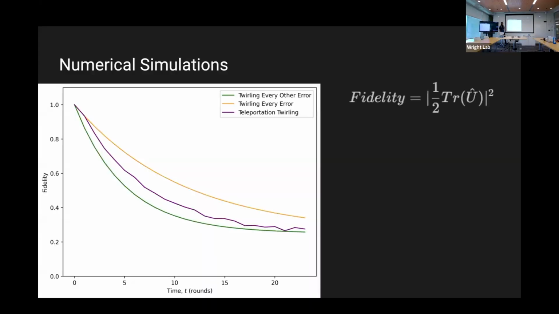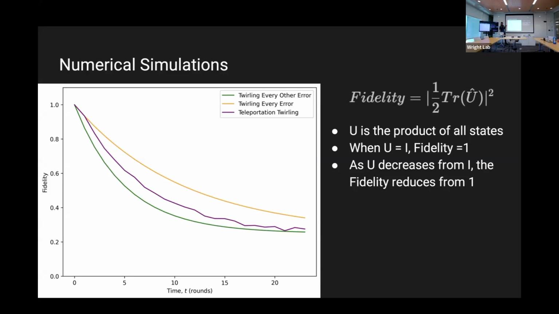And so with that, I did some numerical simulations and I used another math concept called fidelity, where U is the product of all the gates you apply to a qubit. So you just take all of it. And it has a similar use to the expectation values in the previous graph. As U deviates from the identity matrix, the fidelity will reduce from 1.